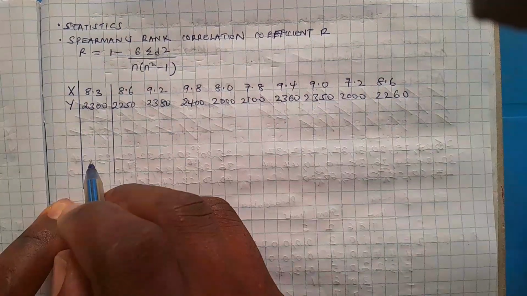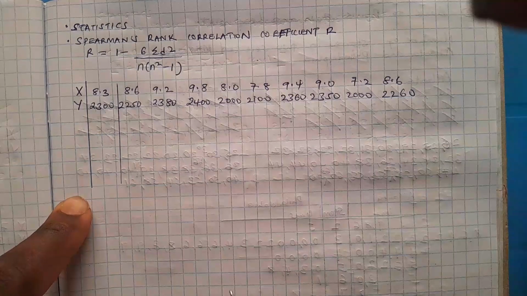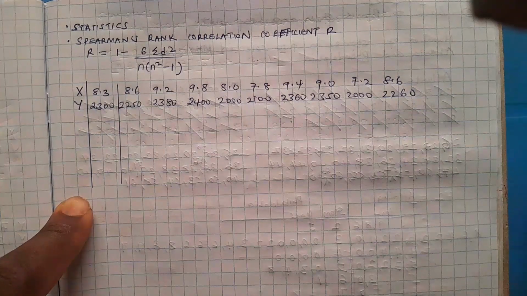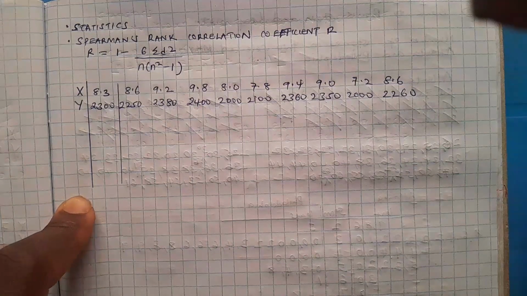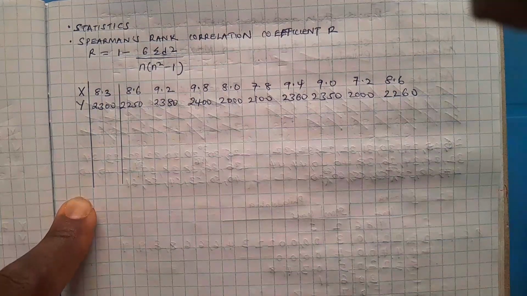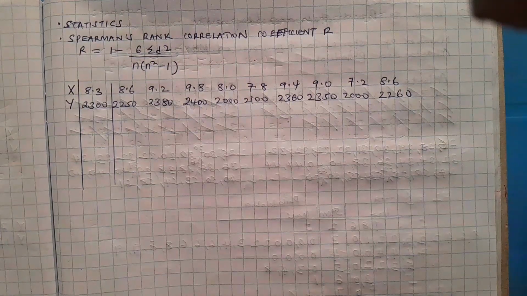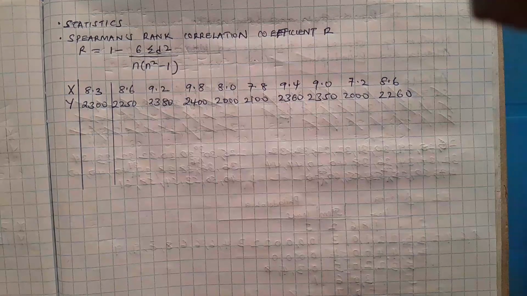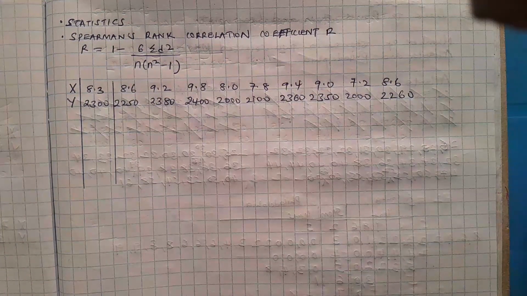Welcome to Maths and Science Professor channel, and today we are still looking at statistics, and we are looking at Spearman's rank correlation coefficient. We can use Spearman's rank correlation coefficient to calculate the correlation coefficient R between variables, for example variables X and Y, where X is the grade point average while Y is the graduate record exam score. We want to find the correlation coefficient between this set of data, X and Y.